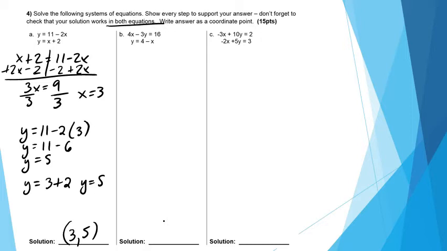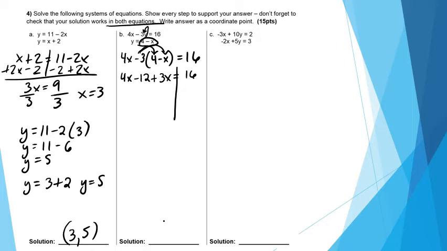For B, this is probably a good problem for substitution. So plugging this part in here for y. So 4x minus 3 times (4 minus x) equals 16. So 4x, I need to distribute the negative 3 to both terms. So negative 3 times 4 is negative 12. Negative 3 times negative x is positive 3x equals 16.